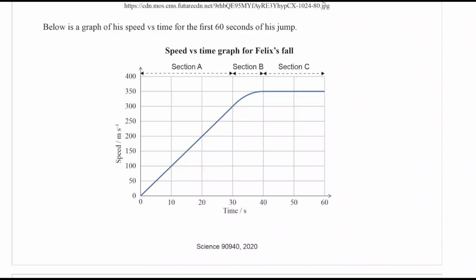But what this graph does show us is his speed against time for the first 60 seconds. So it makes sense. At time 0, he had no speed, right? This is before he jumped. As time increased, his speed increased up to a certain point, right? So for the first 30 seconds, we'd say he was accelerating. His speed was increasing over time. And then in section B, something happens. And finally, in section C, he's traveling at a constant speed. And we call that his terminal velocity.